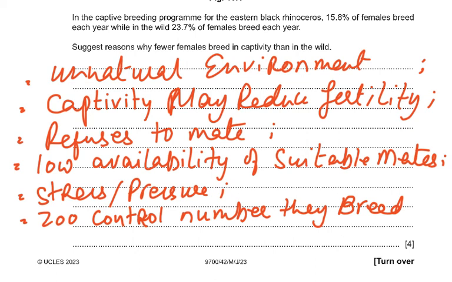So unnatural environment, captivity may reduce fertility, refuses to mate, low availability of a suitable mate, stress or pressure in a controlled environment. They are not used to this. They used to be in very, very spacious forests where they can just roam around, and here it's a very restricted place, and zoos control the numbers they breed.